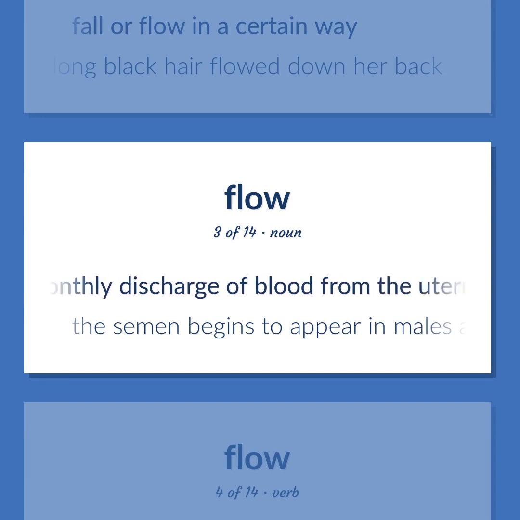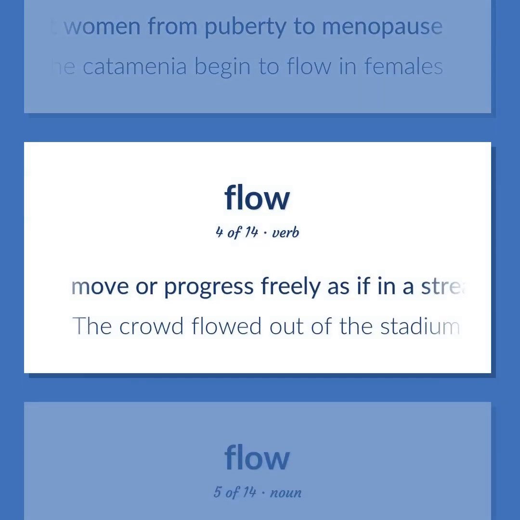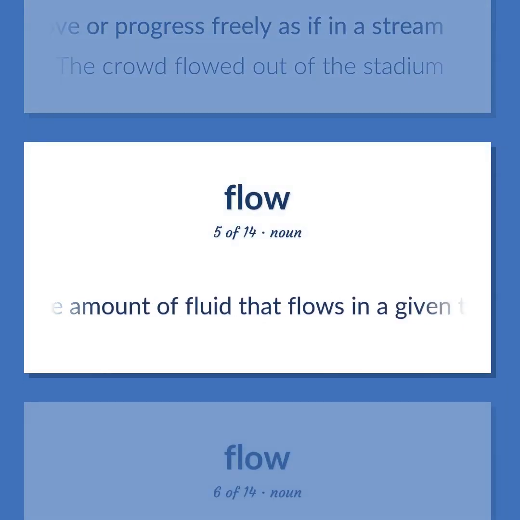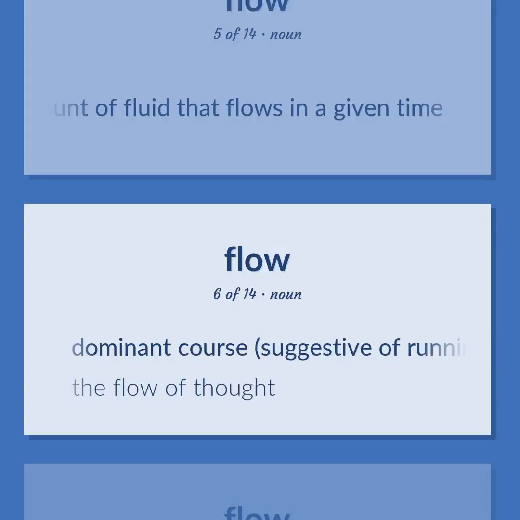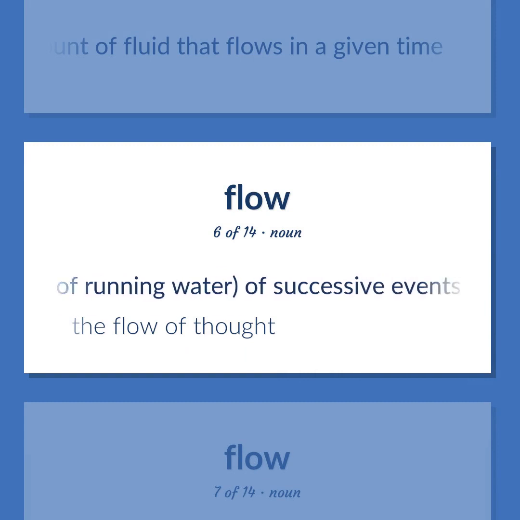The monthly discharge of blood from the uterus of non-pregnant women from puberty to menopause. The semen begins to appear in males and to be emitted at the same time of life that the catamenia begin to flow in females. Move or progress freely as if in a stream. The crowd flowed out of the stadium. The amount of fluid that flows in a given time. Dominant course, suggestive of running water, of successive events or ideas. The flow of thought.